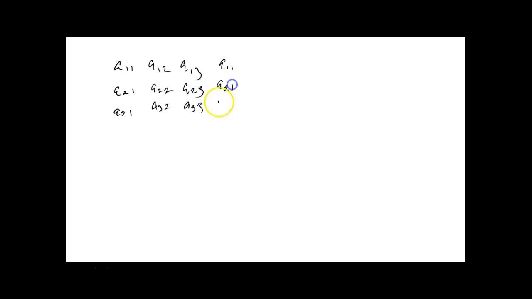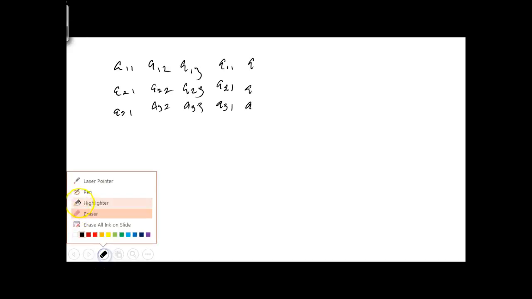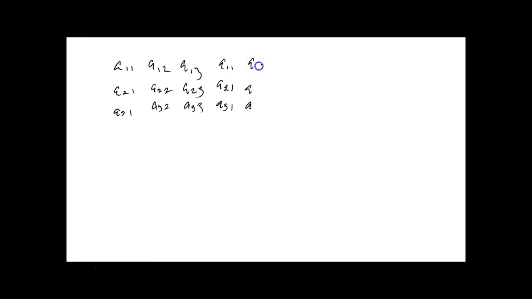You just repeat the first two columns. Goodness gracious, I botched it all up, didn't I? I'm used to saying them the other way. Okay. A11, A21, A31, A12, A22, A32. Okay. That time I got it right.